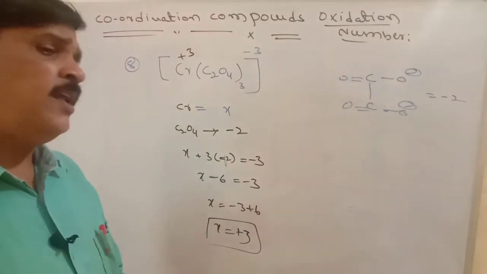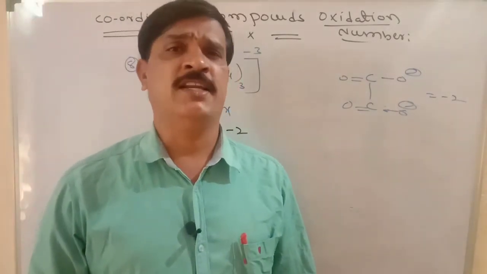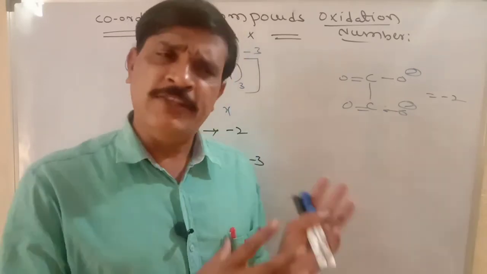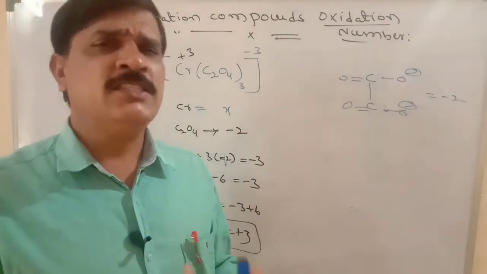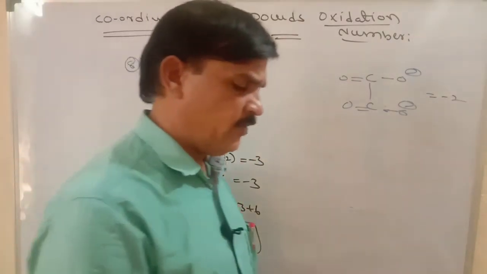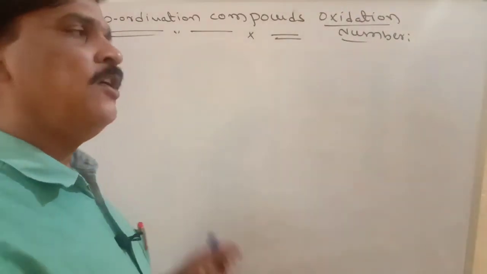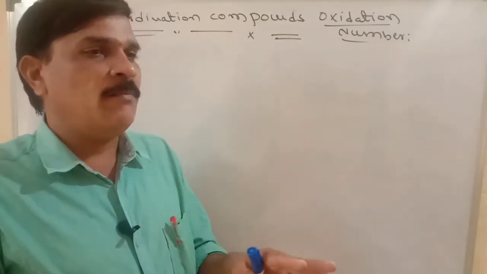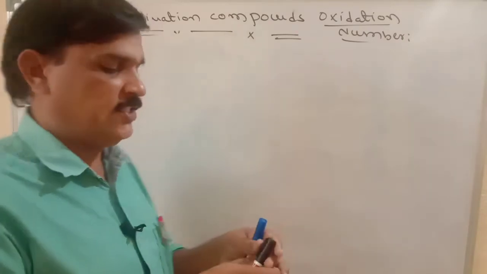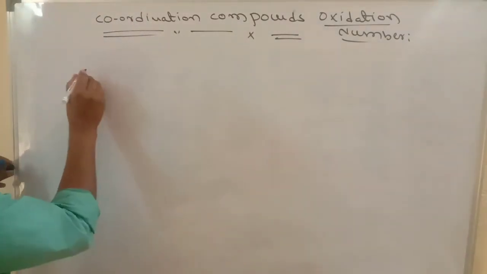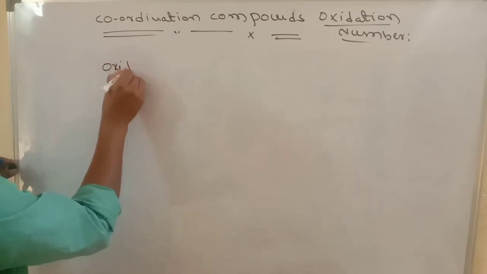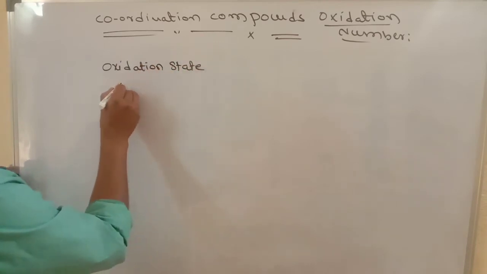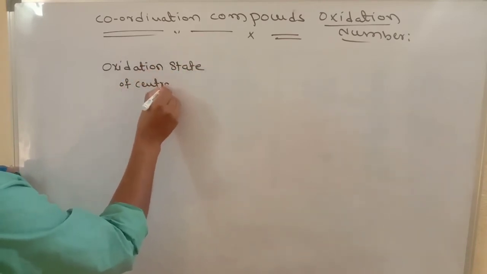These are very important complex compounds and their oxidation states. But what is the relation between oxidation state and coordination number? Just follow my trick, and this trick is useful in all competitive exams, especially for IIT students. So follow this trick and this relation. What is the relation between complex compounds, coordination number and oxidation state? Okay, for example, oxidation state of the central metal atom.